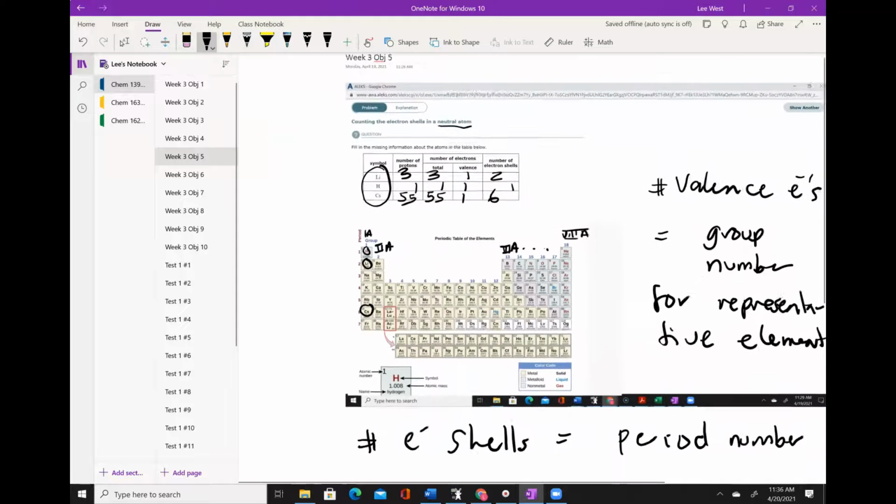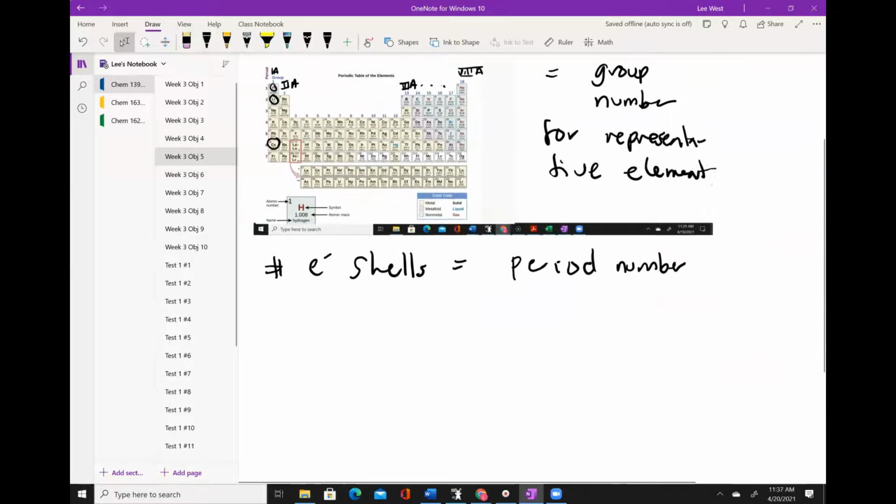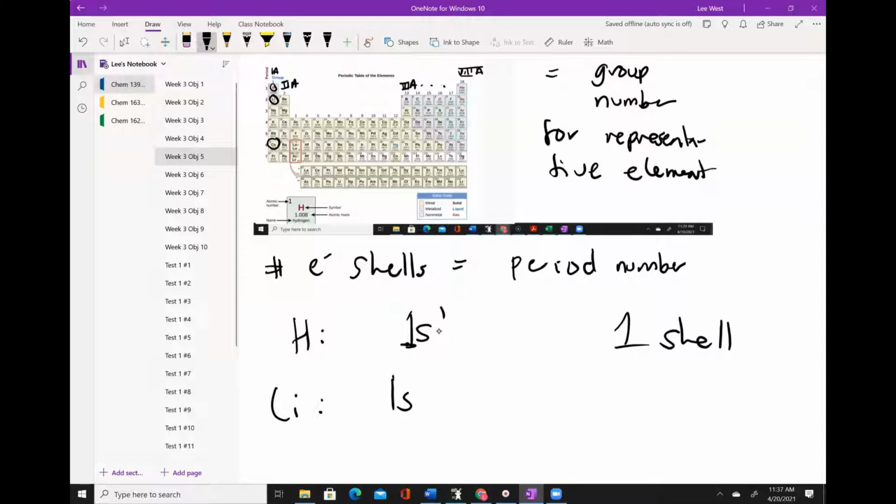And if I was to write out the electron configuration for each of these elements, hydrogen has electron configuration 1s1, you can see that it has only 1 shell, and that is the first shell. Lithium has electron configuration 1s2, 2s1, so you can see that it has 2 shells. It has the n equals 1 shell and the n equals 2 shell, so it has 2 shells.